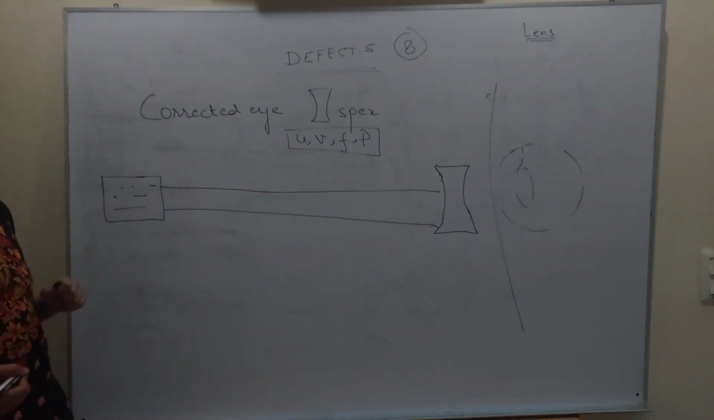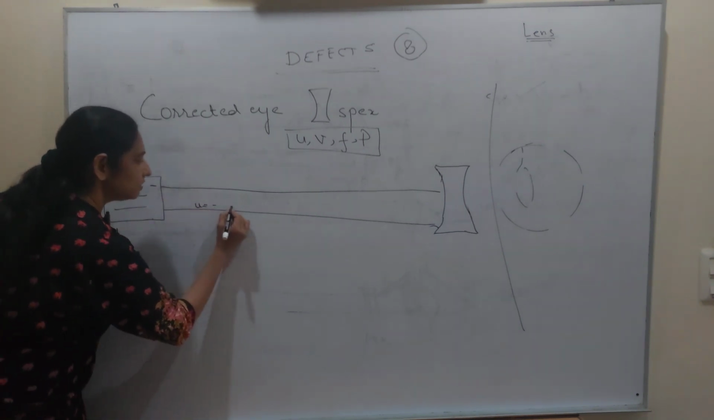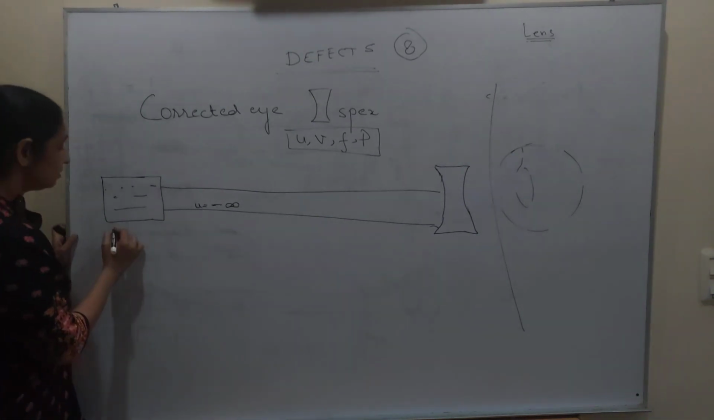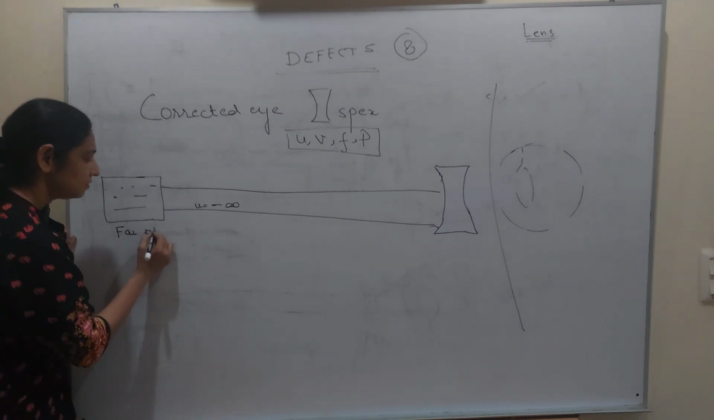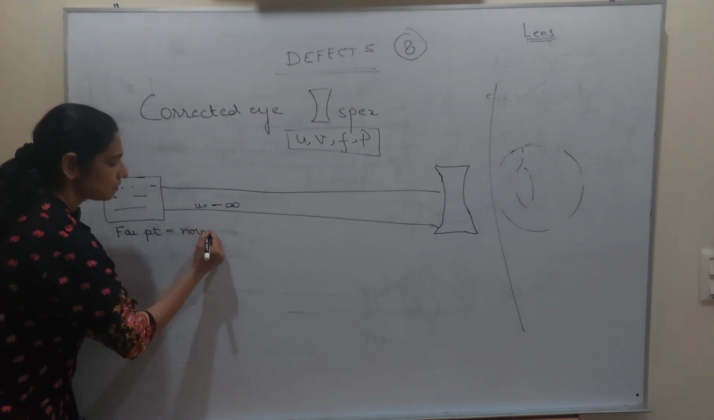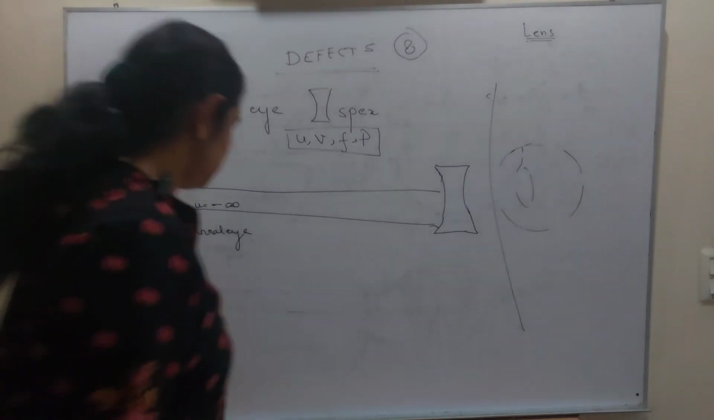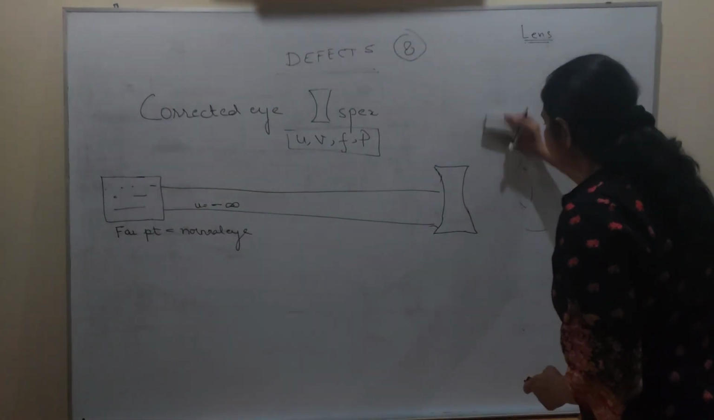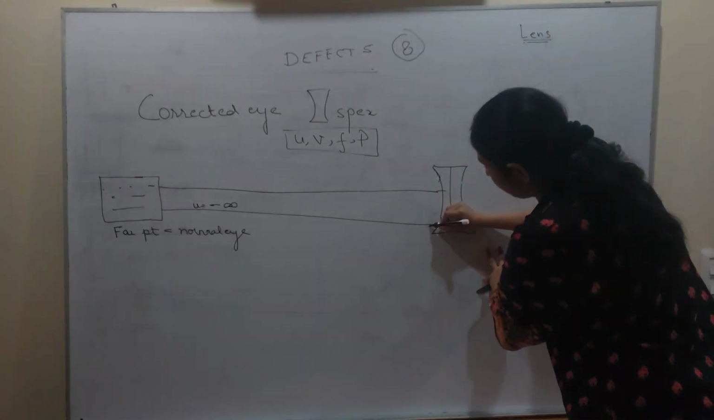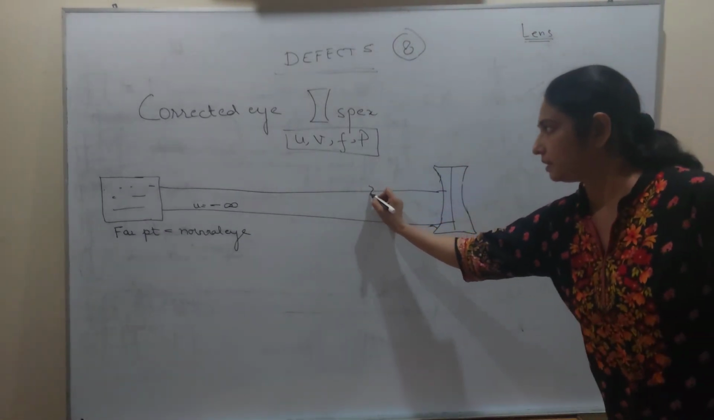We can see now this is u is equal to infinity. This was called, remember, the far point. Far point of who? Normal eye. अब इसने क्या किया था, इसने लाइट को डाइवर्ज किया है. Now let's recall the rule for divergence of a parallel light ray.